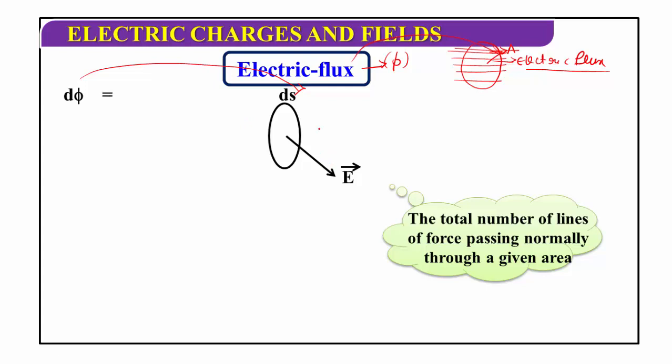Therefore, d phi is equal to vector E dot vector ds. D phi is equal to ds, the angle between the electric field and the surface, that is theta. Therefore, using the vector concept, we write this equation: d phi is equal to ds into E cos theta.